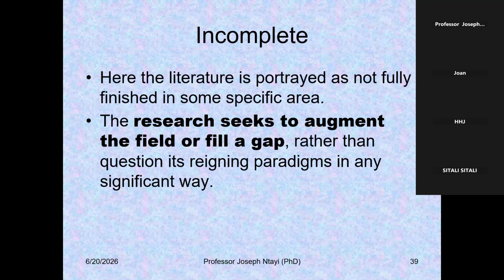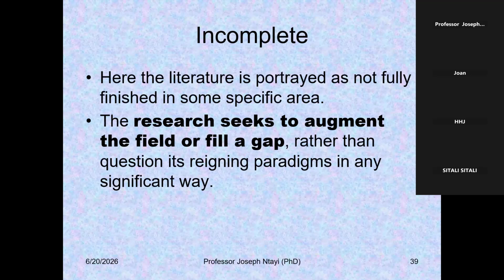In other words, when we use incompleteness, we seek to extend the field because the understanding and the explanations are not fully finished yet. So we want to extend knowledge. We want to elaborate. We want to augment existing knowledge, right? So our objective in this area is not to challenge the existing mechanism.